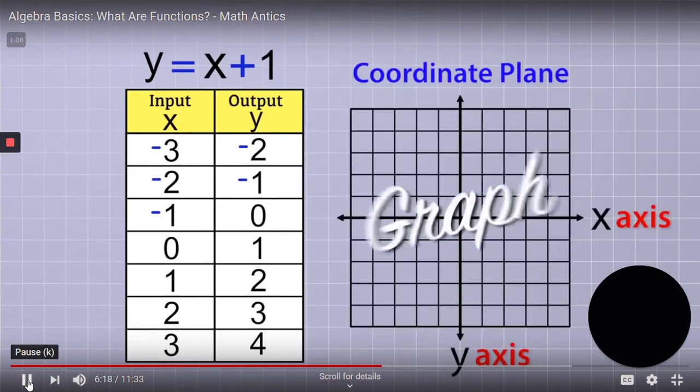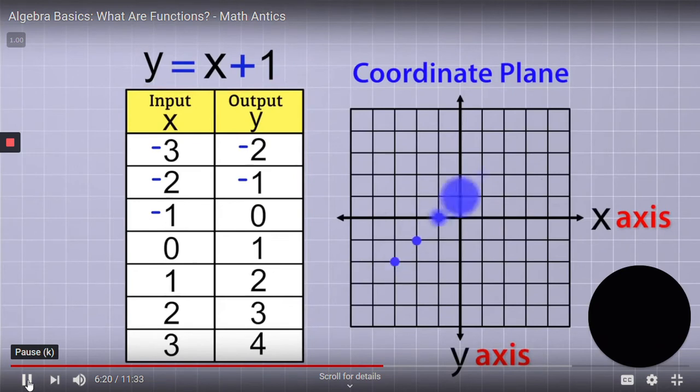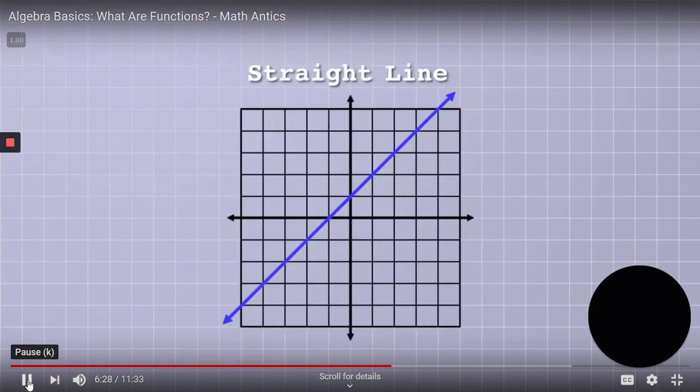You can graph a function. Here are the points from our function table plotted on the coordinate plane. And here's the resulting graph we get if we connect those points. It forms a straight line, and it's an example of what is called a linear function.